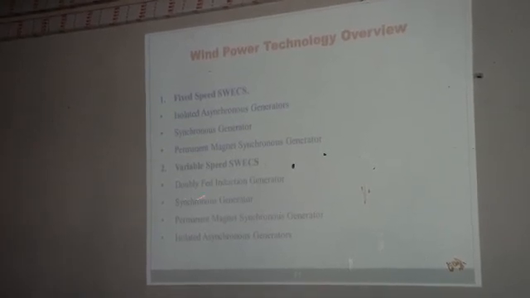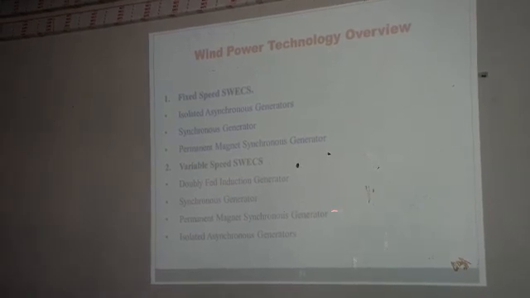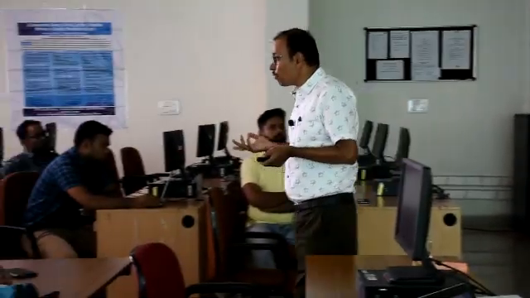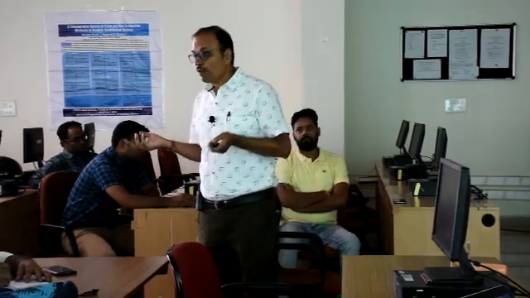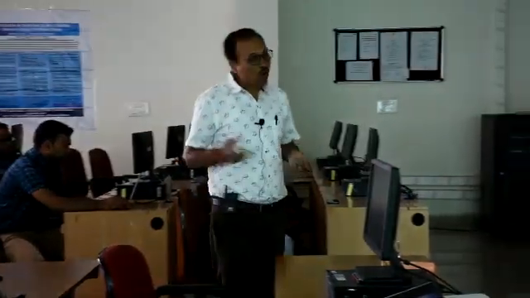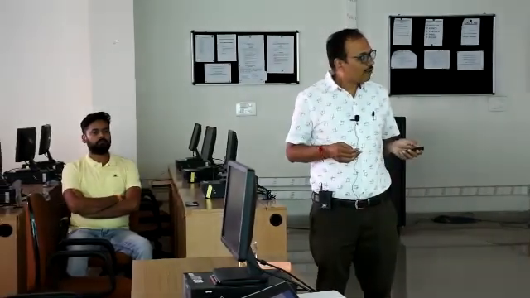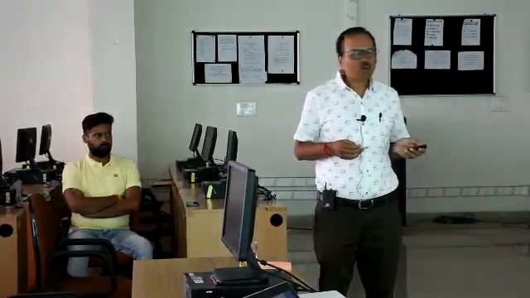Here, these four options are there: wound-field induction generator, synchronous generator, permanent magnet synchronous generator, isolated asynchronous generator. We may have a permanent magnet brushless DC generator. We may have a switched reluctance generator. We may have a synchronous reluctance generator. All these options will come under the second category, variable speed operation, right? But with the first one, we have only limited cases. Why is this? What is the reason?